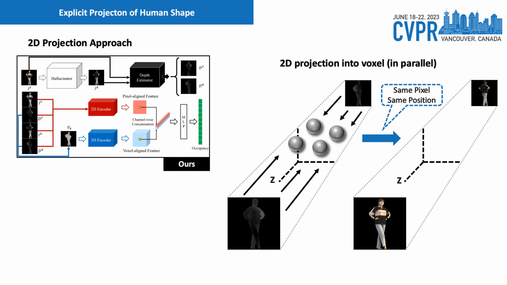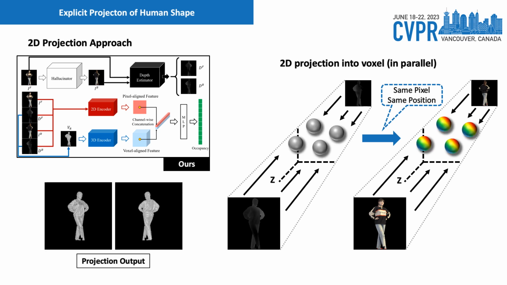DIFu takes a single image as input, where the hallucinator generates the backside image of the model. These two images are then passed to the depth estimator to obtain corresponding depth maps. By utilizing four inputs, the implicit function is conditioned to reconstruct the human model. The projection scheme can be processed in parallel on a graphics card, resulting in fast computation.